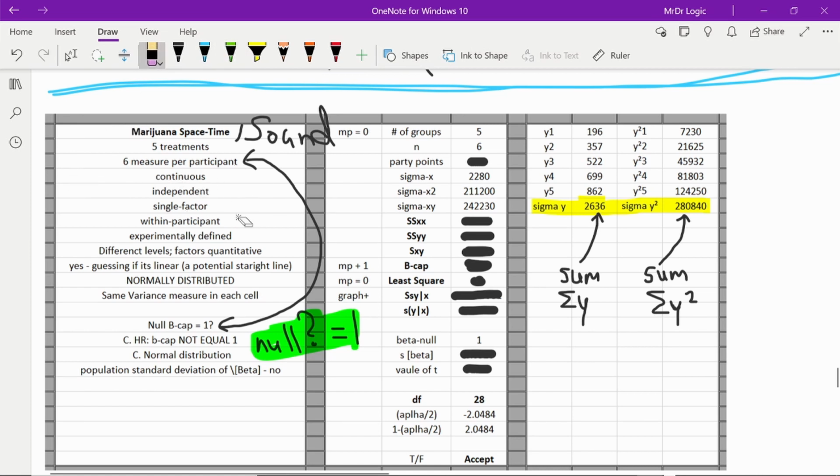It's continuous, independent, single factor within participants because everyone's going through the same thing. Randomly defined because everyone's taken and put separately. Different levels for factor quantitative. Still don't know what that means. The module will do its own explanation. Yes, guessing if it's a linear, so you draw a potential line, you get a straight line. It's normally distributed, same variance in each cell.